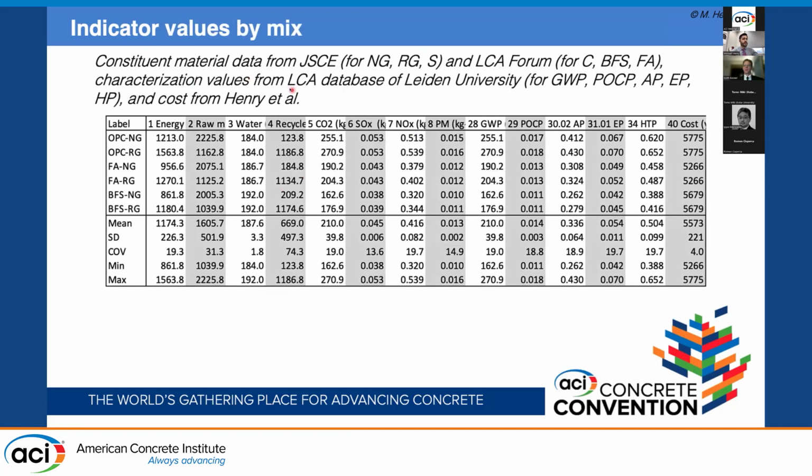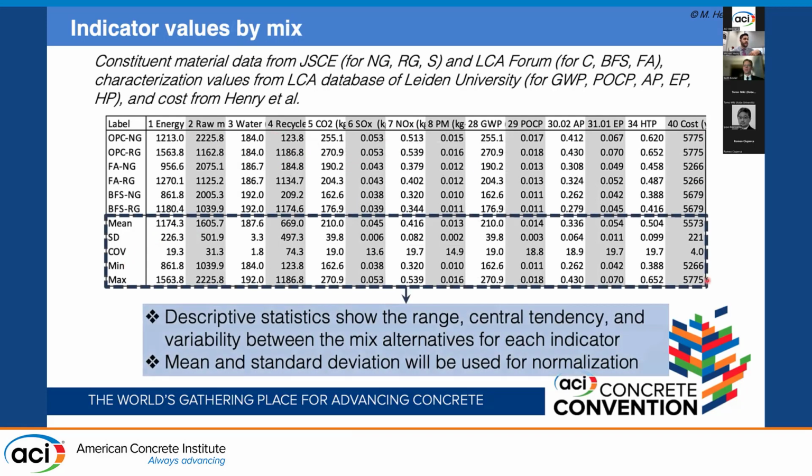Next are the indicator values by mix. We calculated for each of these mixes the indicator values for the 14 indicators I showed previously. Those values are shown here. Sorry, the units are cut off. We also have the statistical data here. These descriptive statistics show the range, central tendency, and variability between these mix alternatives for each indicator. Especially the mean and standard deviation will be important for the normalization step later.